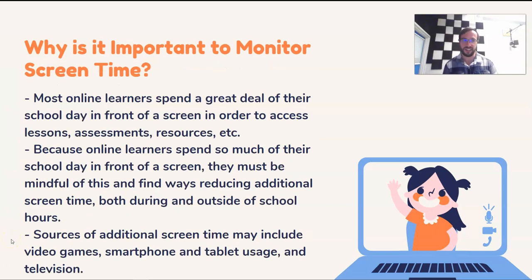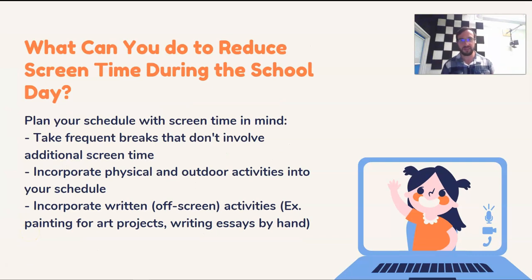So because online learners spend so much time learning in front of a screen, they'll really have to be mindful of ways they can reduce this screen time, not just during school hours, but also outside of school hours too. Sources of additional screen time can also include video games, smartphones and tablet usage, as well as television. And I really do want to highlight video games, and I definitely don't want to sound like the old man yelling at the cloud, but I personally think people spend way too much time playing video games these days, especially when that's time you could be spending, again, outside or engaging in physical activity. And not to mention, it feels better engaging in physical activity, and not to mention has so many more benefits for your health.